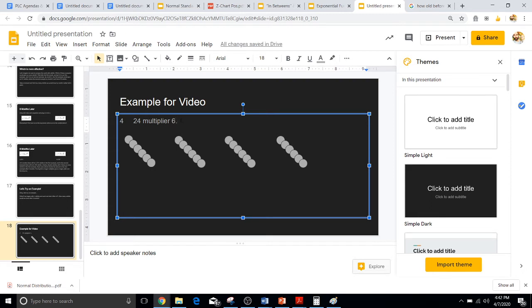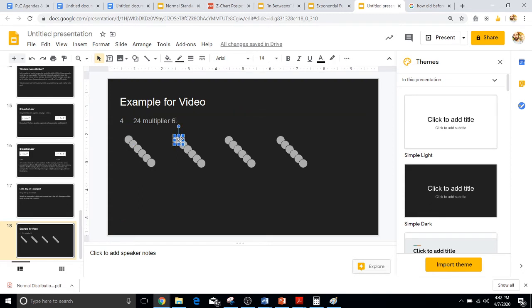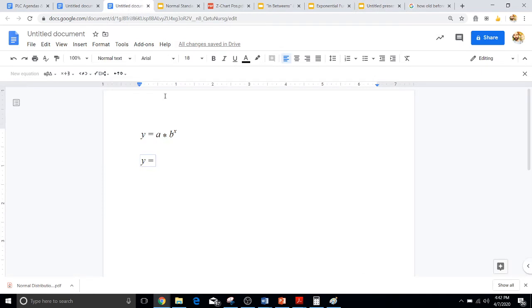Well, we know our multiplier is 6. We also know that we started with 4, which is going to represent our y-intercept. So we can use those two things to create an equation. Remember, our equation is y equals a times b to the power of x, where a represents our y-intercept and b represents our multiplier. Let's go and fill those out. Our y-intercept was 4 because we started with 4 rabbits, and our multiplier is 6 because we are going to be multiplying each of those by 6 for every month.